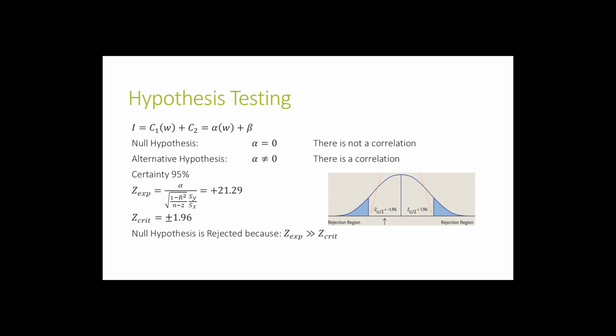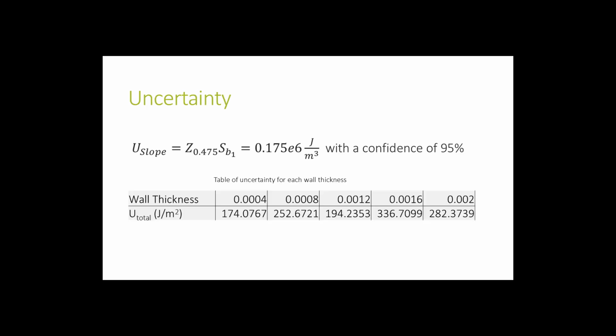This is all with a certainty of 95%. The Z experimental turned out to be 21.29, and the Z critical is plus and minus 1.96. This means that the null hypothesis is rejected because the Z experimental value was much greater than the Z critical value.